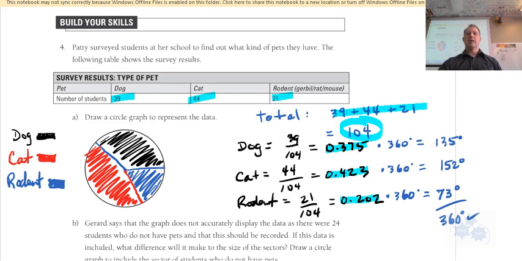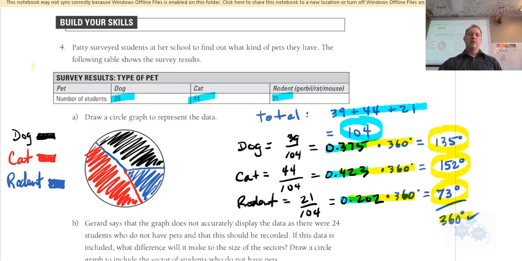Third thing you want to do is multiply that decimal by 360 to get the number of degrees. And so here for dog I got 135 degrees. For cat was 152, and for rodent was 73. I also double checked to make sure that those add up to 360. It's always a good idea too, right? Because that's your whole circle. So I kind of rounded some of these decimals, but if you keep your decimals rounded to the 3rd decimal place, you should be okay.